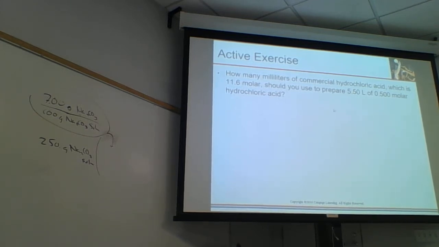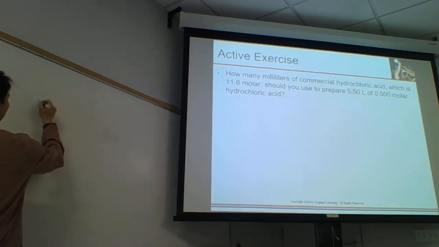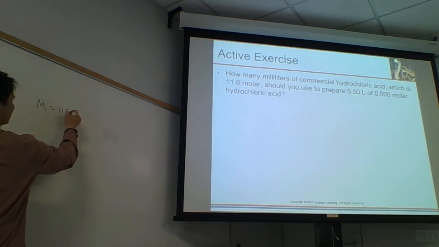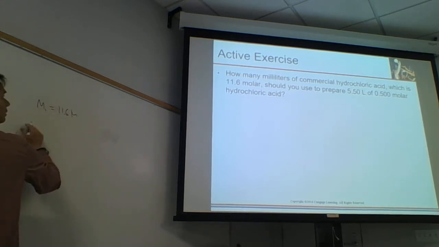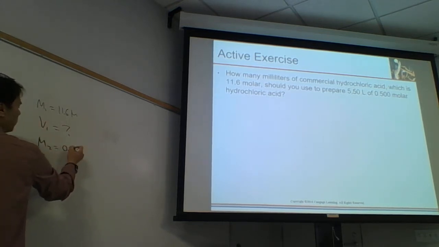How many milliliters of commercial hydrochloric acid, which is 11.6 molar, would you use to prepare 5.50 liters of 0.500 molar hydrochloric acid? And so in this particular problem, what I would do is I just do this. M1 is 11.6 molar. This is the concentrated stuff. Okay, V1 is what they're asking for. How many milliliters of this concentrated stuff do I need to prepare M2? M2 is what I want to prepare, 0.500 molar.